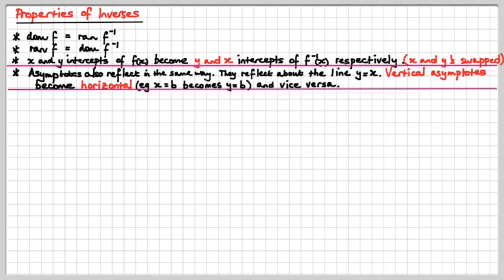In addition, asymptotes also reflect in the same way. They, of course, also reflect about the line y equals x. So vertical asymptotes become horizontal. Either x equals b becomes y equals b, and vice versa.